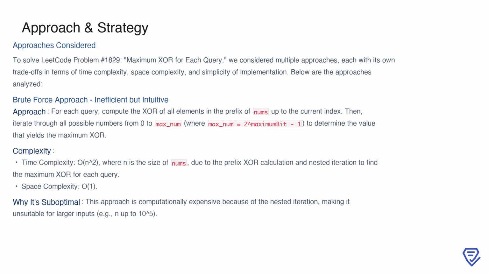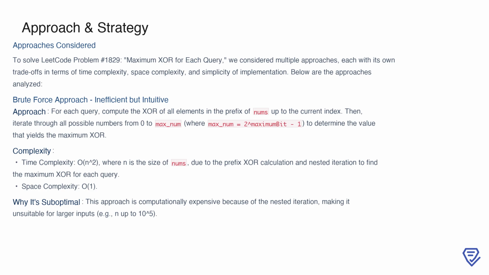To solve problem number 1829, we initially considered a brute force approach, which is intuitive but inefficient. The idea here is to compute the XOR of all elements in the prefix of the array up to the current query index. Then, we would iterate through all possible numbers from 0 to the maximum possible value, which is determined as 2 raised to the power of maximum bit minus 1. For each possible number, we calculate the XOR with the prefix result and pick the maximum value.